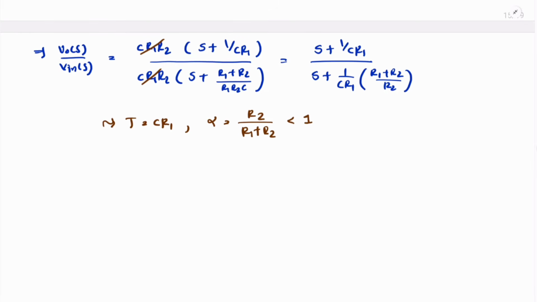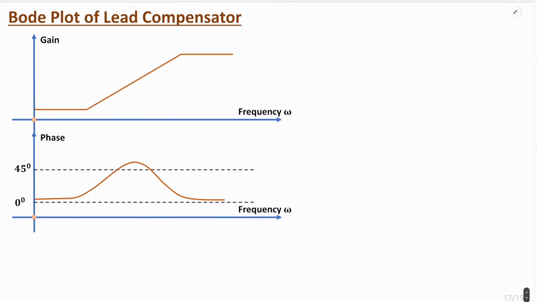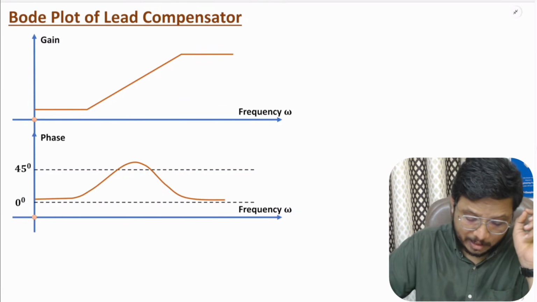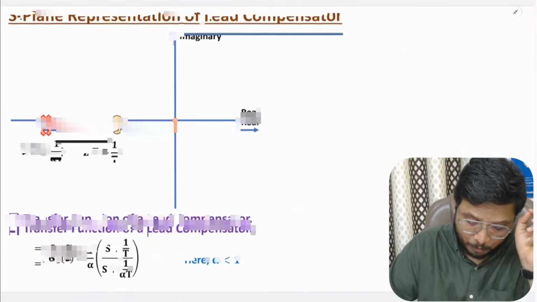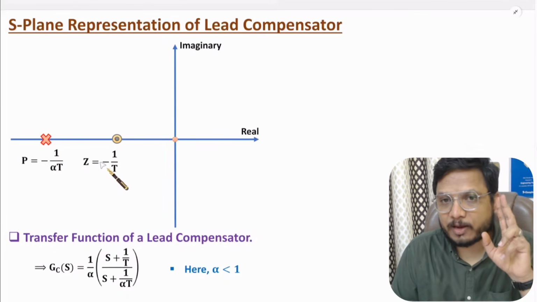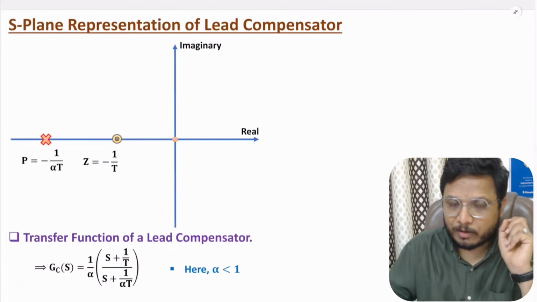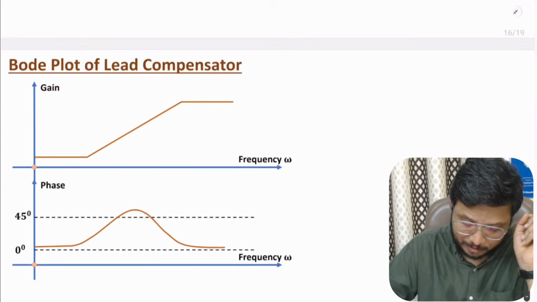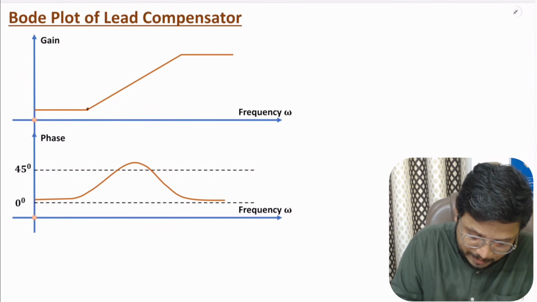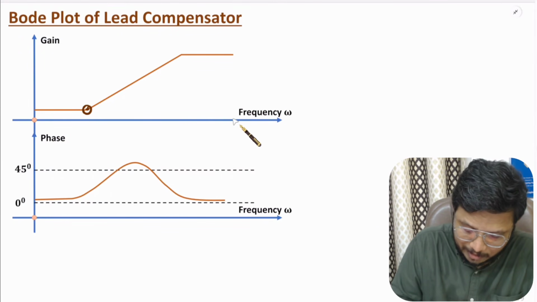Now I'll explain the Bode plot of the lead compensator. See, in a lead compensator, earlier I told you that we have one pole and one zero. If you observe, this pole in the S plane has a higher value compared to the zero. So in terms of frequency, always remember the pole has a higher frequency compared to the zero. If you want to plot that on the Bode plot, here we have the gain plot. At this side we have the lower frequency. As you go in this direction, frequency will increase.